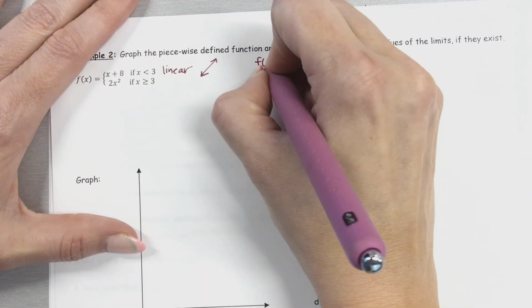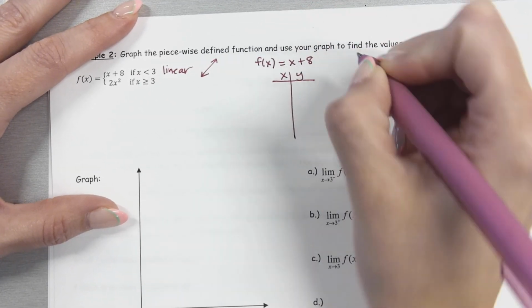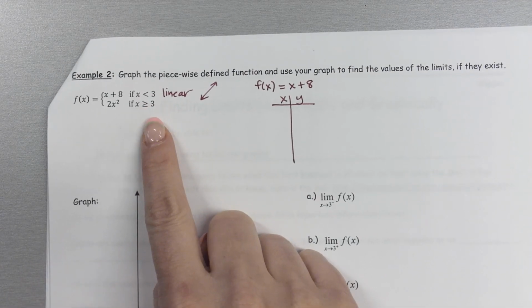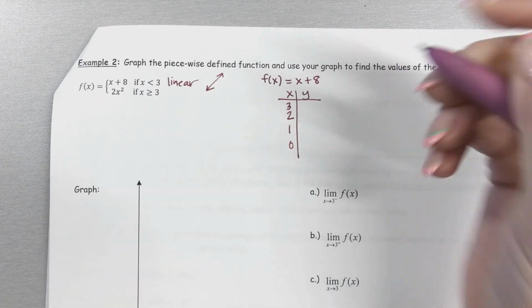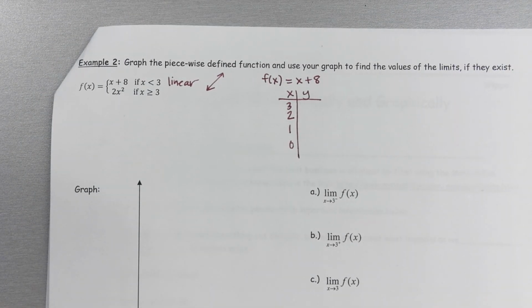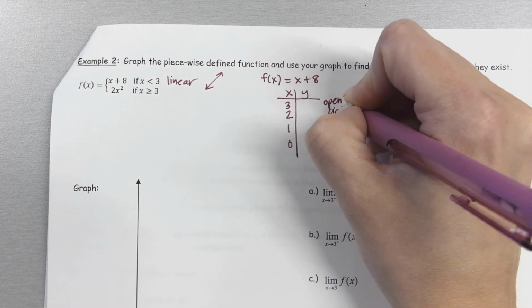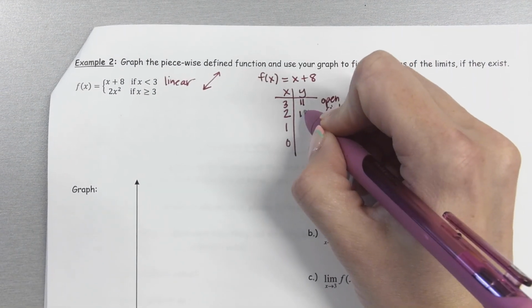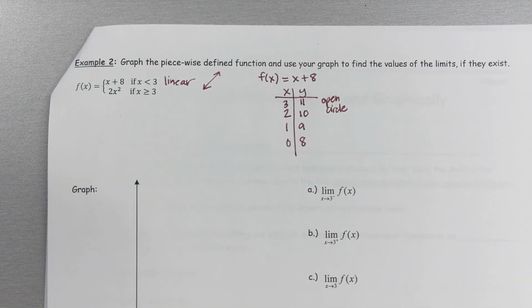We can always do a table, f of x equals x plus 8, to find out what some points are on that graph. If it's less than or equal to 3, sometimes I'll just start at 3 and then I'll go down. So 3, 2, 1, 0, just to find some of those points. And then I usually write that there's going to be an open circle here. If I plug in 3, 3 plus 8 is 11, 2 plus 8 is 10, 1 plus 8 is 9, 0 plus 8. That just gives me some points that I can put on my graph.